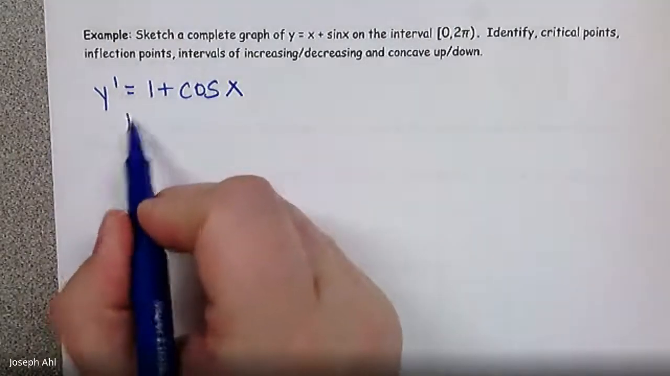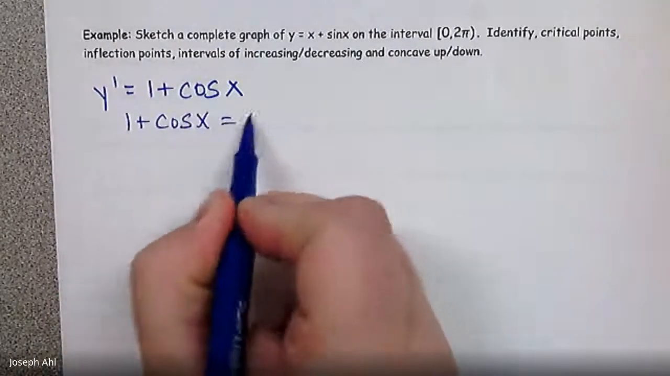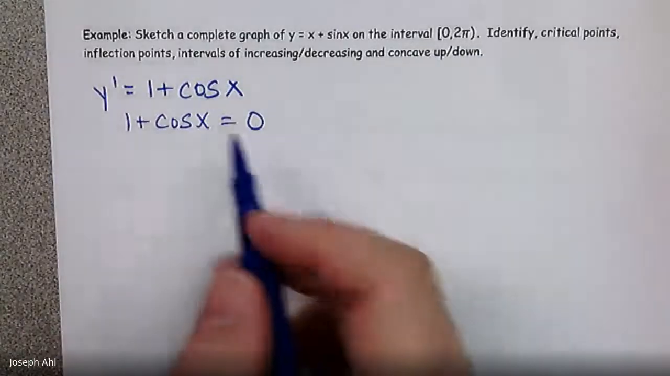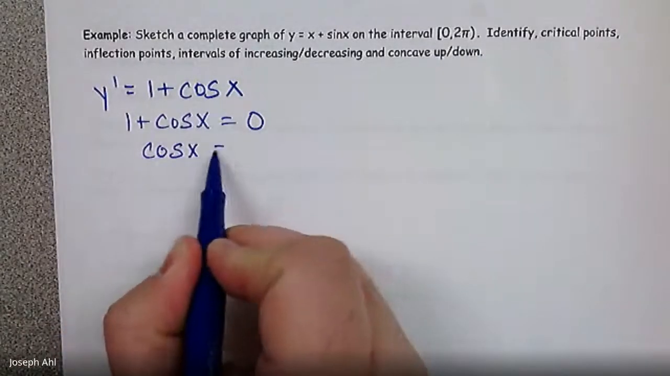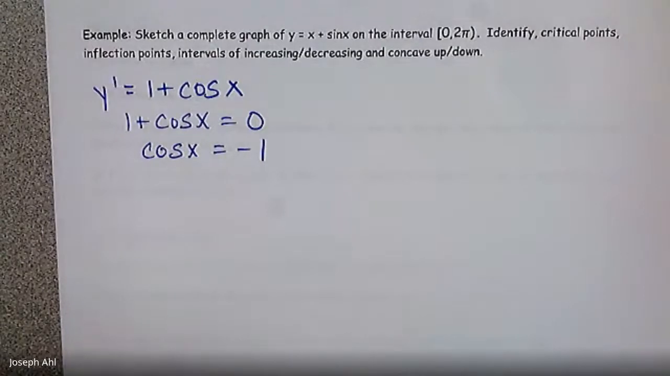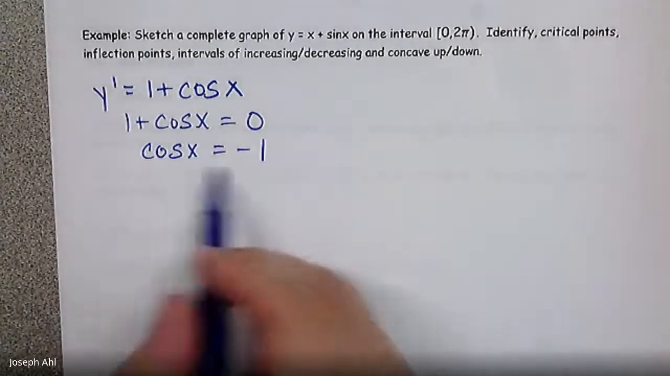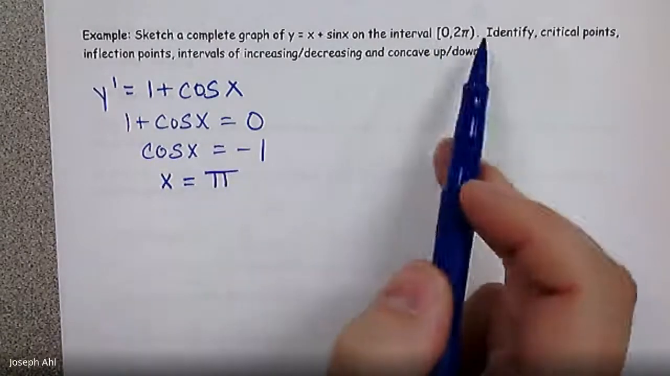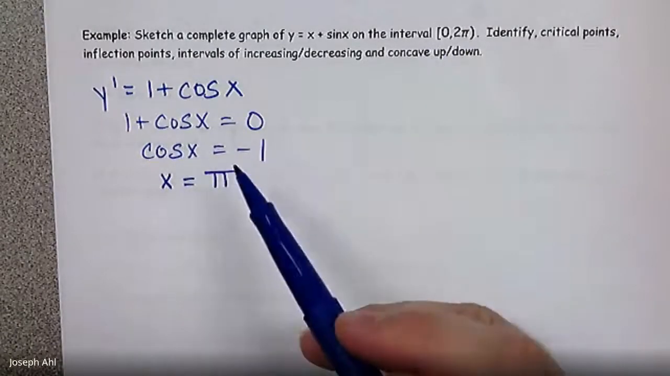So we're going to set that equal to 0. And we're going to solve this over the interval from 0 to 2 pi, see what values satisfy, in this case, cos x equaling -1. So cos x equals -1 only at one value on this interval from 0 to 2 pi. It's only at x equals pi.